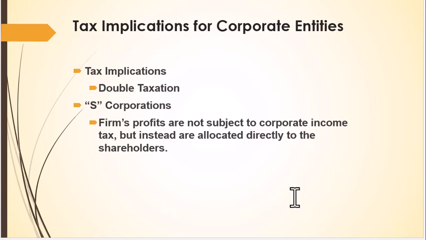I mentioned briefly the idea of tax implications and double taxation. S corporations are a form of a corporation where the profits are not subject to corporate income tax, but instead they're allocated directly to shareholders, much as they are with partnerships. So the taxation of an S corporation is more closely related to a partnership than it is to a corporation.